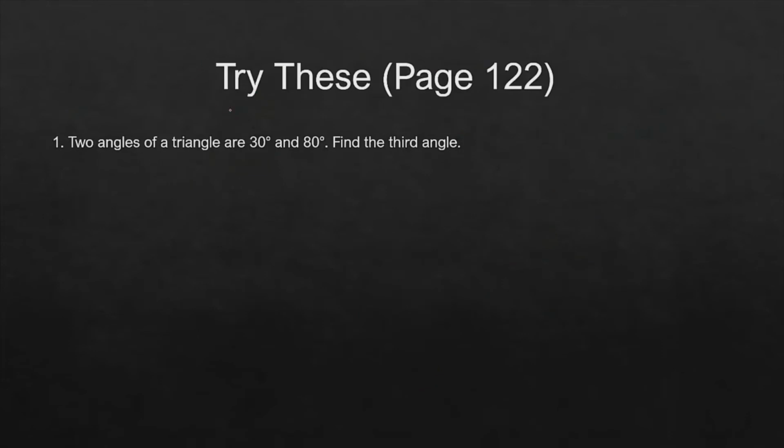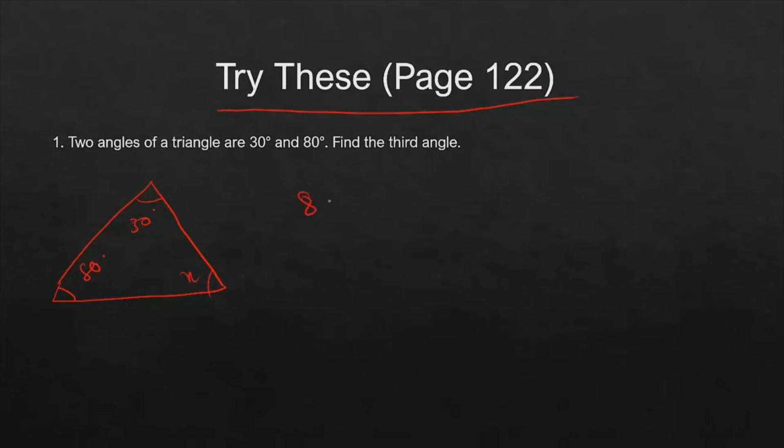Now we are moving on to the try these questions that are given on page number 122 of your NCERT. Here the first question is, two angles of a triangle are 30 and 80. We have to find the third angle. Now it's given that in a triangle, two of the angles are 30 and 80. It's a rough diagram. Okay, we have to find the third angle.